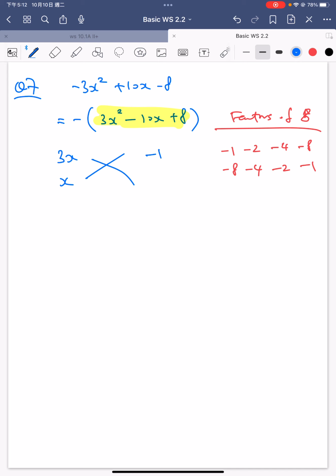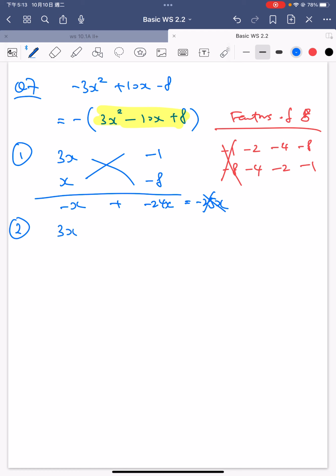Let's try the first one, negative 1, negative 8. You times them together: 3 times negative 8 gives you negative 24x. x times negative 1 gives you negative x. Plus them together gives you negative 25x, which is wrong. So the first one is wrong. Then we try the second one. This is our first trial. This is our second trial.